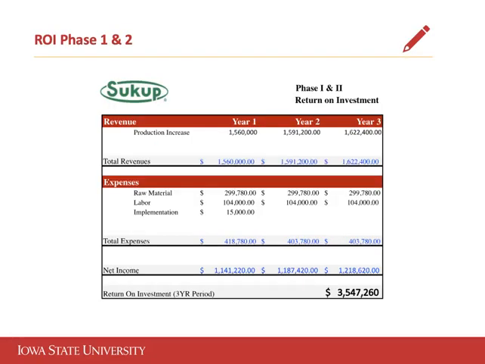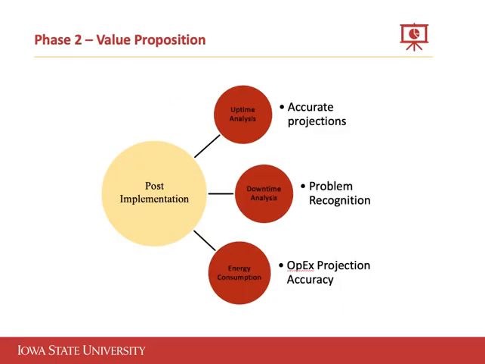Yeah, so here we have the income statement. It should be noted that this is the direct income statement that Sukup sent us. We see that in year 1 we'll easily have our return on investment with the implementation of phase 1 and phase 2. The big thing to note here is that over the 3-year period, we're looking at $3.5 million in savings. This is due to the production increase.